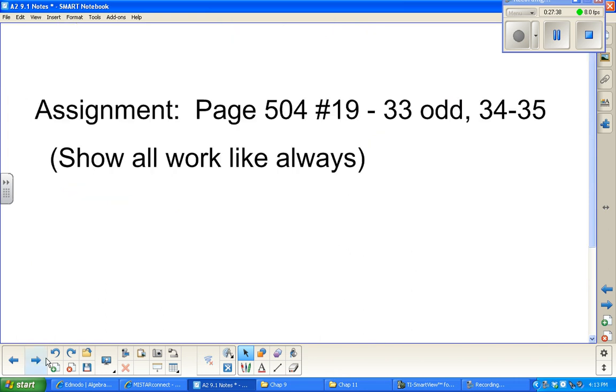For some practice, we're going to look on page 504, numbers 19 through 33 odd. You're able to check your answers. I want you to check your answers, make sure you're getting them correct, and make sure you're showing the steps. This, like pretty much every other unit we've ever done and ever will do, builds on these basic things, so try and keep your steps and everything organized.